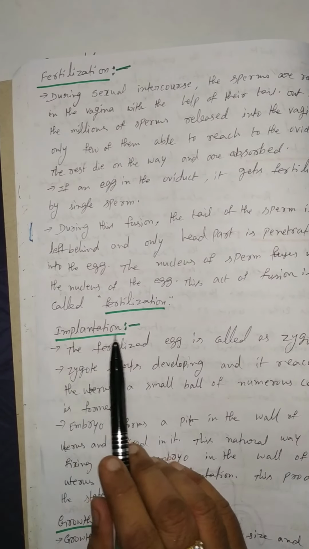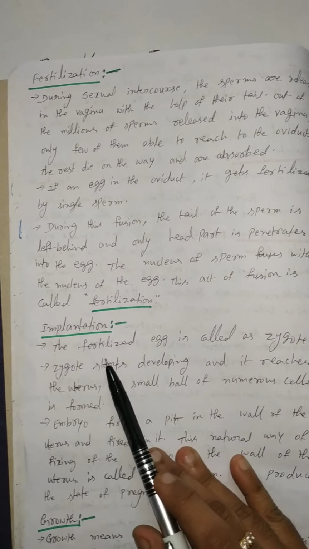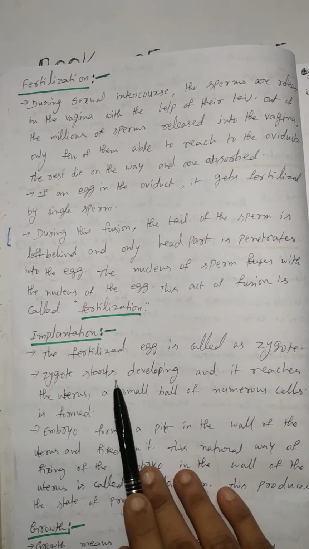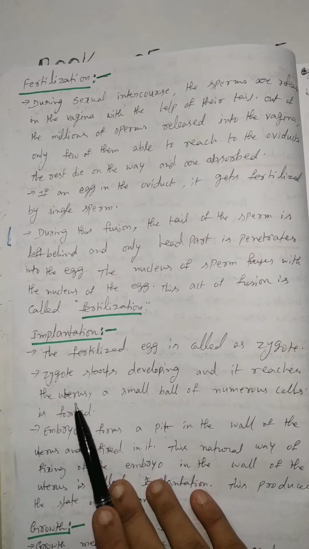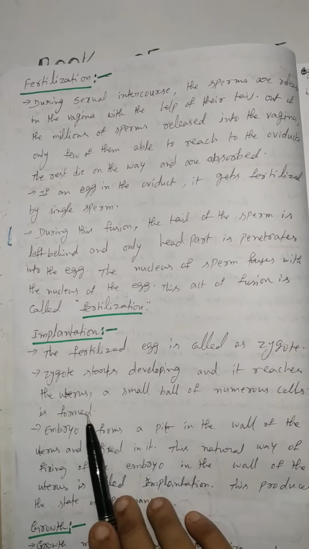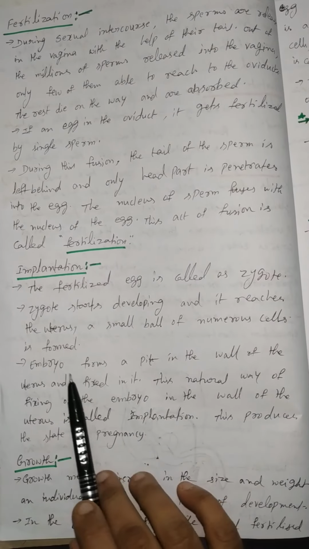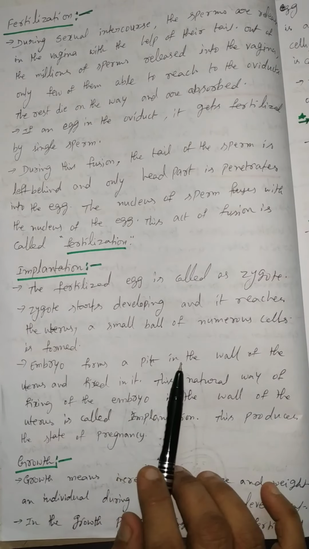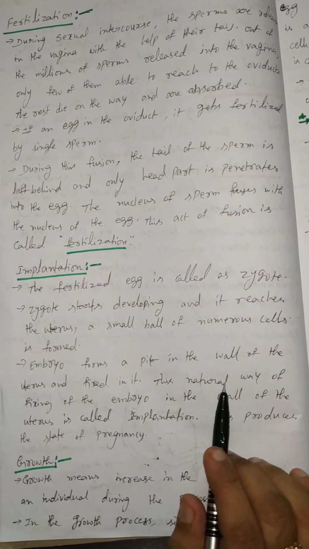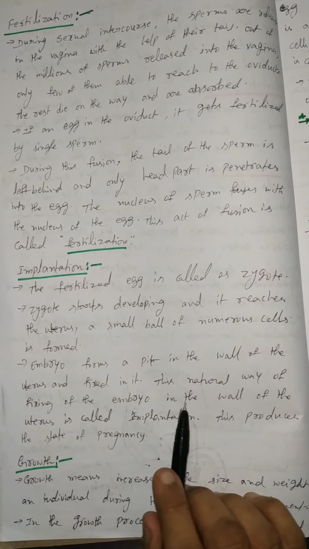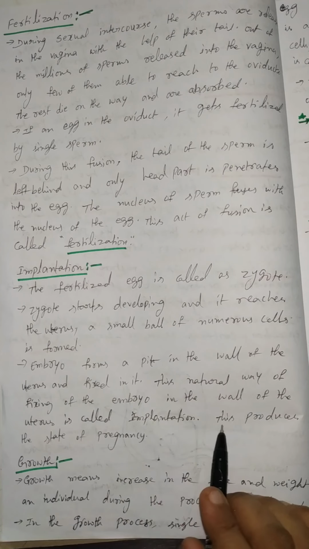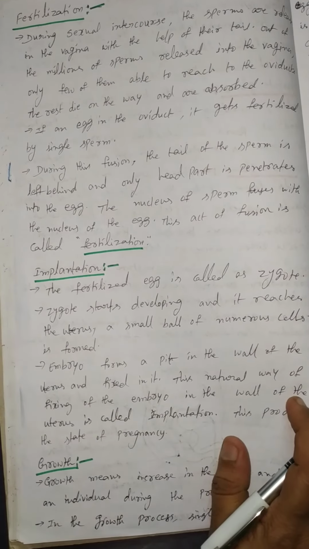Implantation. What is the meaning of implantation? The fertilized egg is called a zygote. The zygote starts to develop and it reaches the uterus. A small ball of numerous cells is formed. The embryo forms a pit in the wall of the uterus and is fixed in it. This natural way of fixing of the embryo in the wall of the uterus is called implantation. This produces the state of pregnancy.